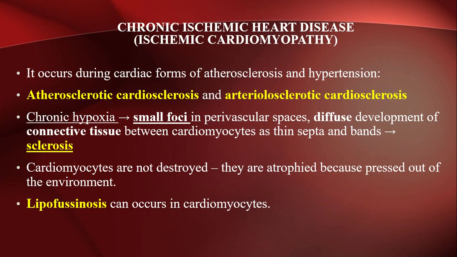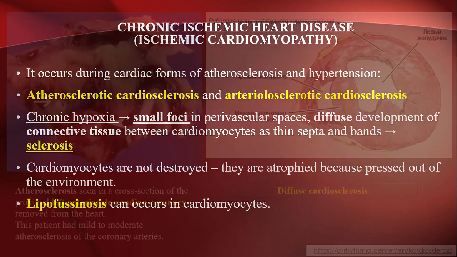Chronic ischemic heart disease, or ischemic cardiomyopathy, occurs in cardiac forms of atherosclerosis and hypertension. Atherosclerotic cardiosclerosis and arteriosclerotic cardiosclerosis cause chronic ischemic heart disease. During this disease, chronic hypoxia develops with small foci in perivascular spaces and diffuse development of connective tissue between cardiac muscle cells as thin septa and bands, which leads to the formation of sclerosis. The cardiac muscle cells are not destroyed. They are atrophied because they are pressed by the environment. Lipofuscinosis can occur in cardiomyocytes.